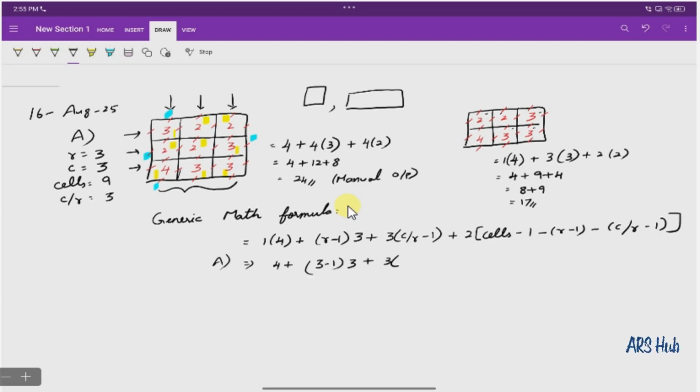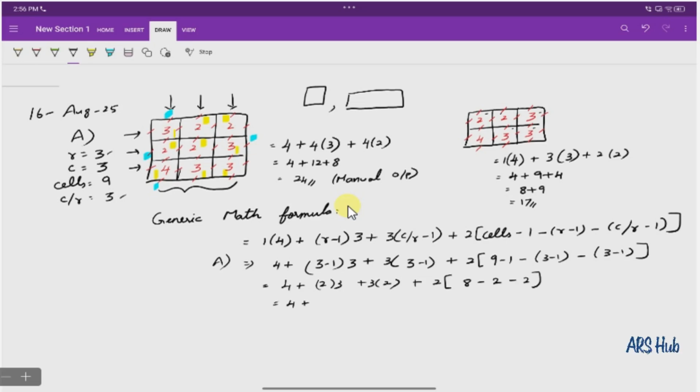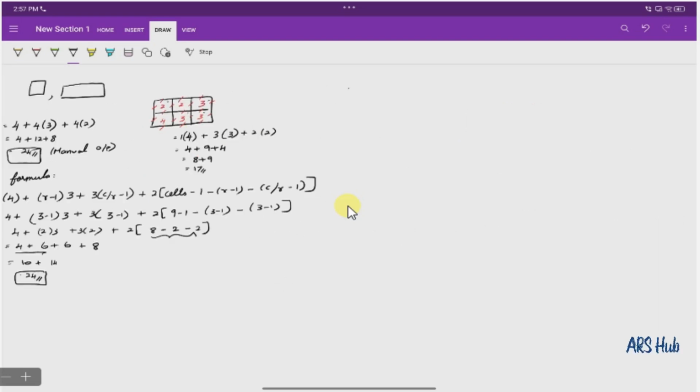Substituting the above values for example A in the generic mathematical formula, we arrive at the summarized value, which is 24, which matches that of the manual approach.